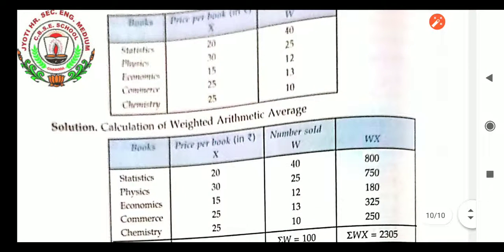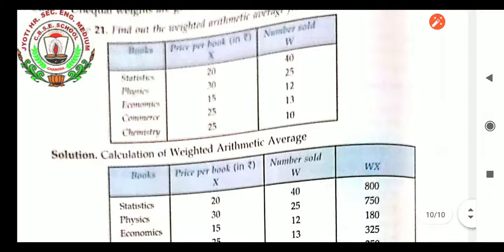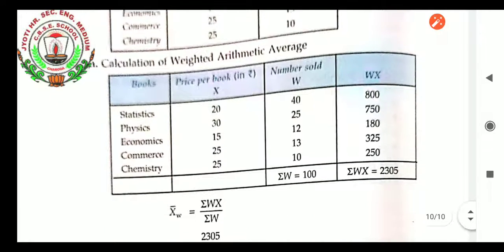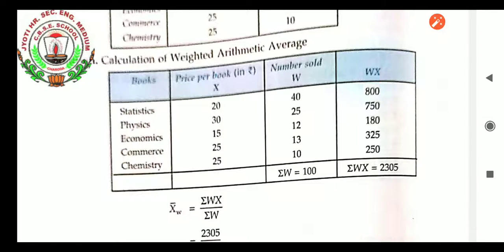How will we give the weight? These are the weights. The number of books sold shows the weightage of each subject book. Price per book is given, weight is given. We will multiply price, that is X, into the number of books sold, that is the weight, which will become Wx. You know the multiplication. X into W: 20 into 40, we get 800.